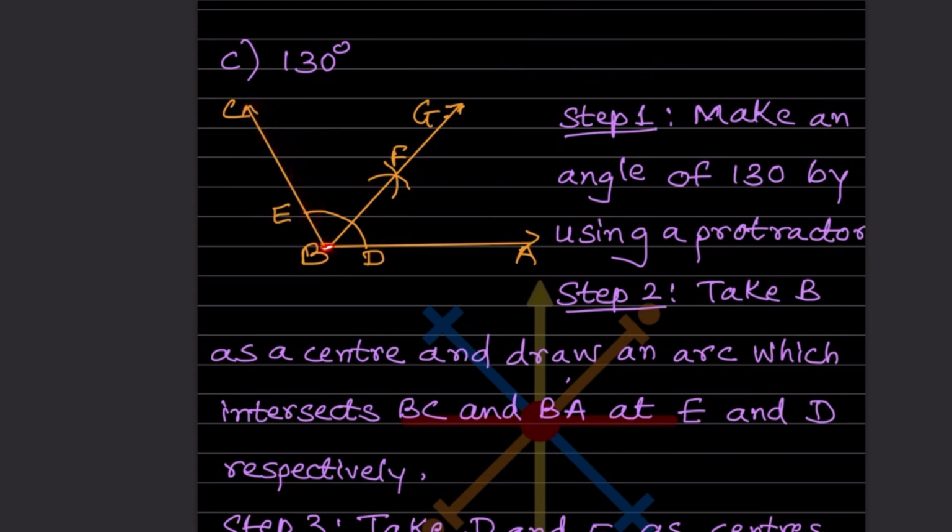So you take a protractor, keep the point over here. This is your protractor. So put a point over here, and then you are going to see where that 130 is. And there you are going to put a point, and then you will draw a line. So see here, make an angle of 130 by using a protractor. Take B as center and draw an arc which intersects BC and BA at E and D.